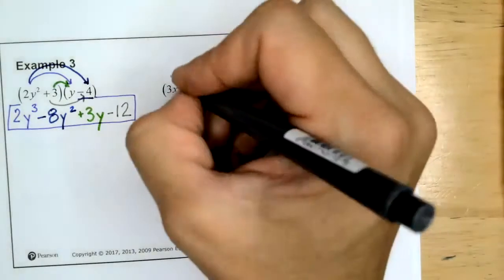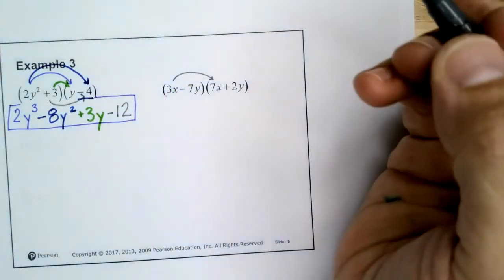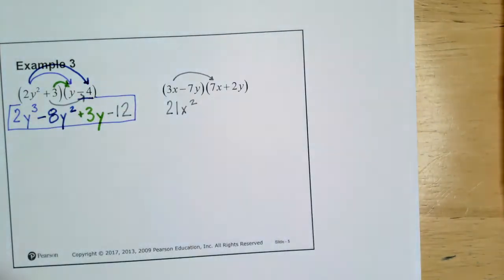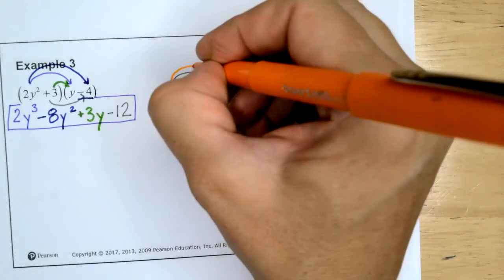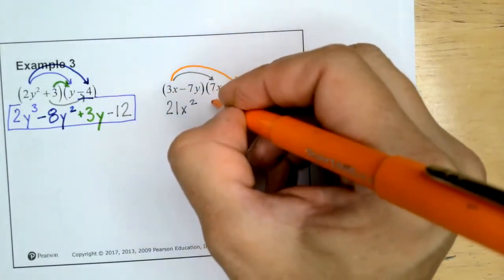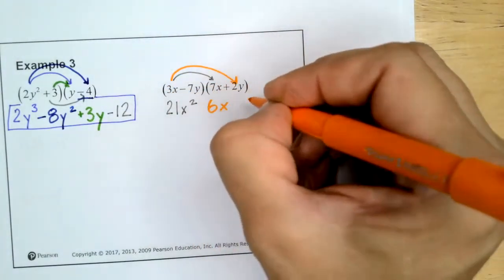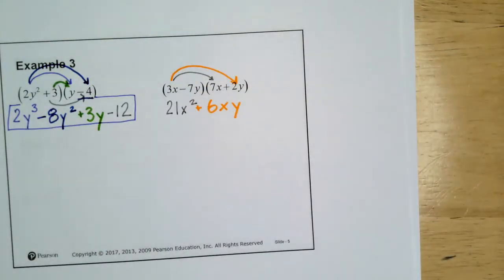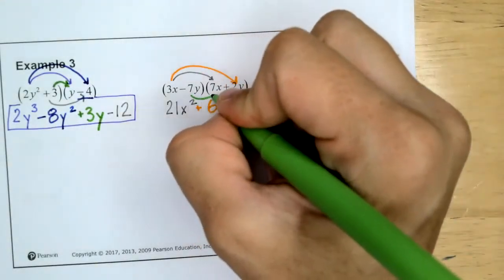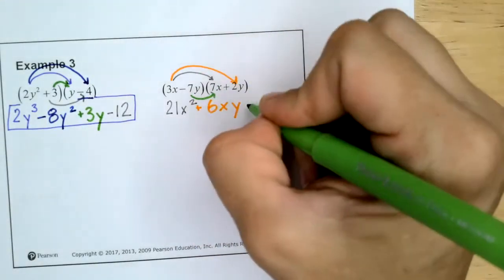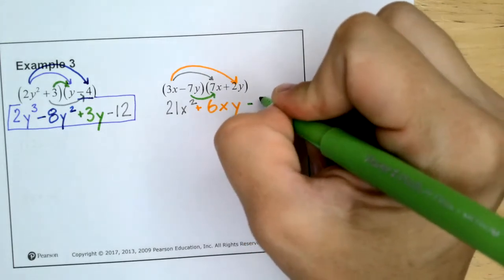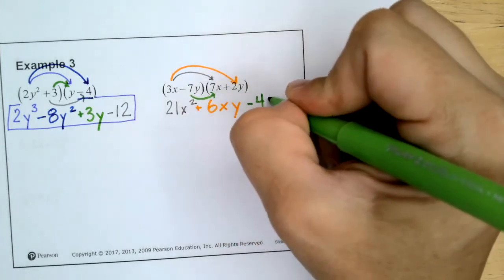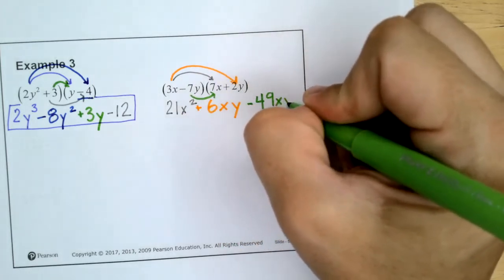All right, this one. 3x times 7x. 3 times 7 is 21. X squared. 3x times 2y, don't be scared. We just say 3 times 2 is 6. X is alone. Y is alone. It's positive. Negative 7y times positive 7x. 7 times 7 is 49. And we have to make it a negative because a negative times a positive is a negative. And again, just xy.